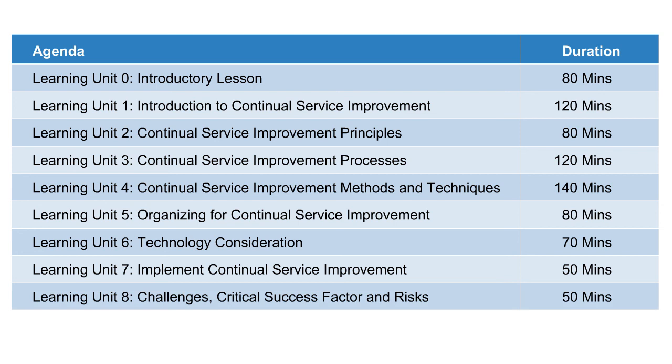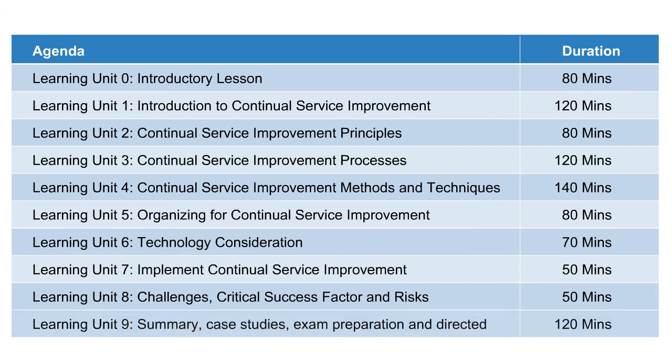Learning Unit 8 discusses the challenges, critical success factors, and risks. This module will help you to understand how implementation considerations contribute to continual service improvement also. What are the challenges, critical success factors, and risks associated with continual service improvement? Learning Unit 9 is the last learning unit, that is, the summary, exam preparation, and directed study. In this learning unit, we will summarize the material covered in the previous units and prepare you for the examination. We will be conducting a mock examination as part of the delivery of this course.